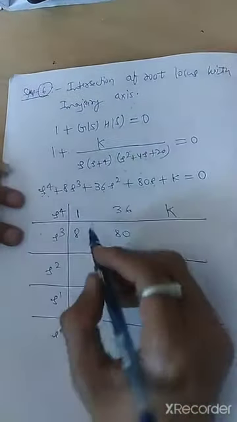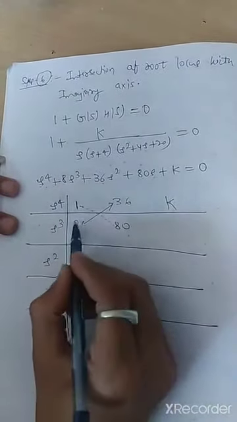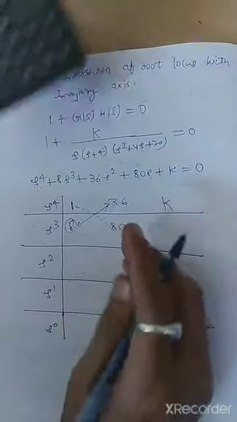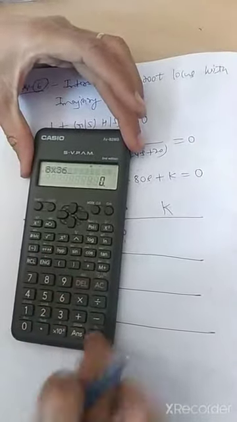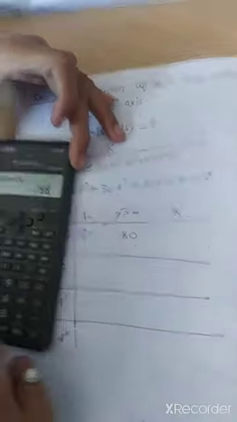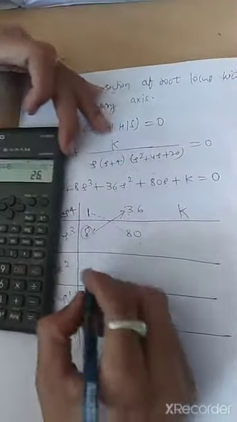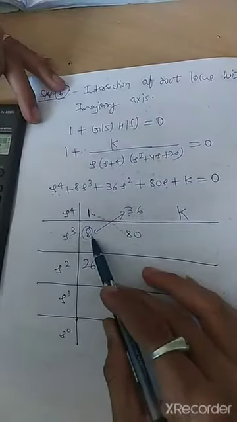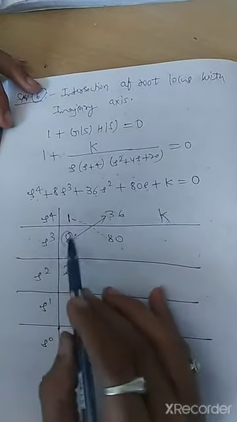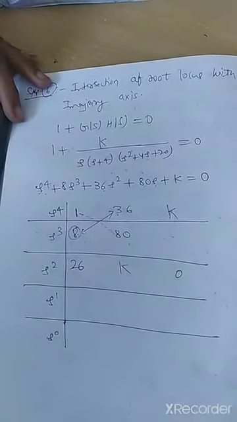As we know with the Routh-Hurwitz criteria, first of all we multiply these two, minus the multiplication of these two, divided by this value. So 8 multiplied by 36 is 288, minus 80 multiplied by 1, that is 80. So it will be 208 divided by 8, which is equal to 26. So I write down 26. Now 8 multiplied by k is 8k, minus 0 multiplied by 1, that is 0. So 8k divided by 8 will be equal to k. Now here nothing, so 0.